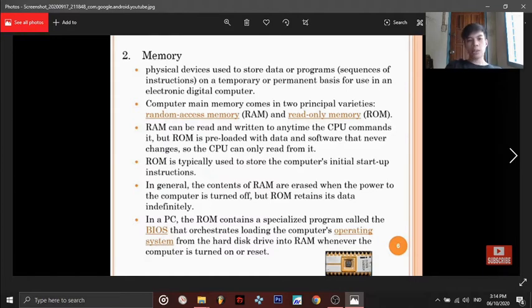In general, the contents of RAM are erased when the power to the computer is turned off, but ROM retains its data indefinitely. In a PC, the ROM contains a specialized program called BIOS that orchestrates loading the computer's operating system from the hard disk drive into RAM whenever the computer is turned on or reset.